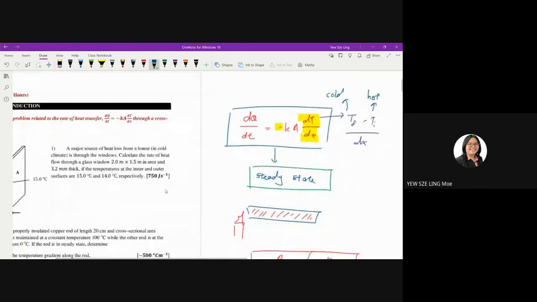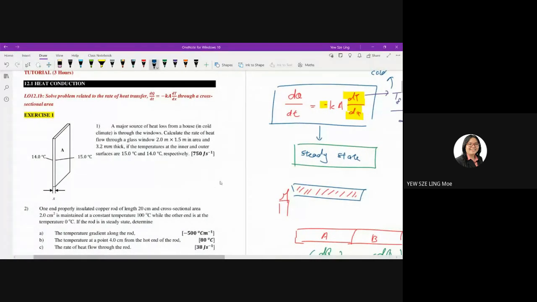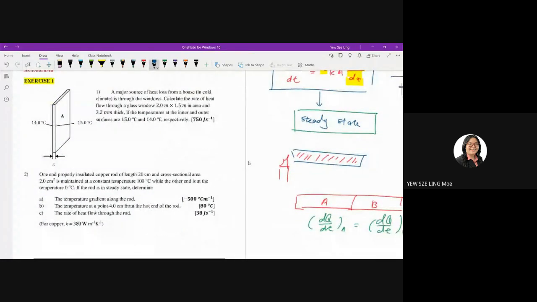So now let's look at question 1. The summary is very short, just about these equations, how to use them, and the crucial parts that you have to know. Question 1: a major source of heat loss from the house is through the windows. So we have a window right here. Calculate the rate of heat transfer through a glass window of 2 meters by 1.5 meters in area and 3.2 mm thick.